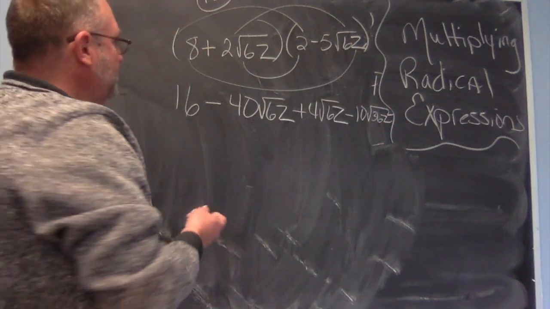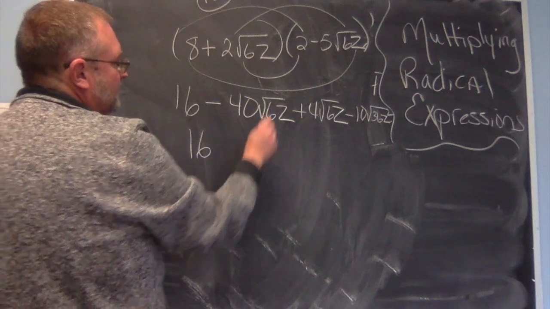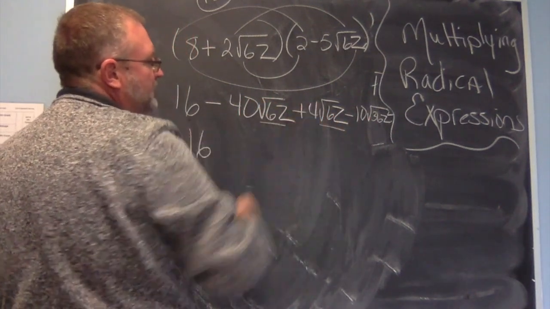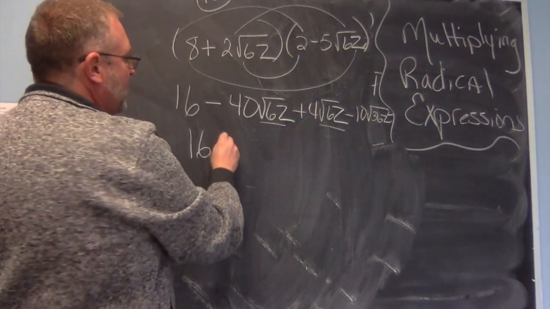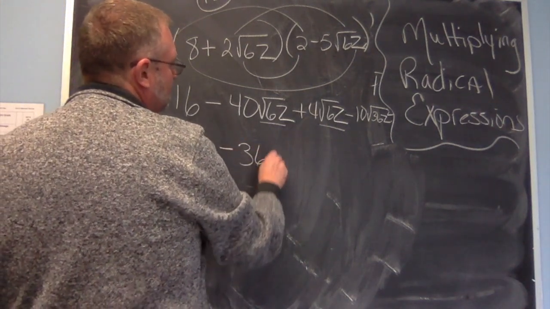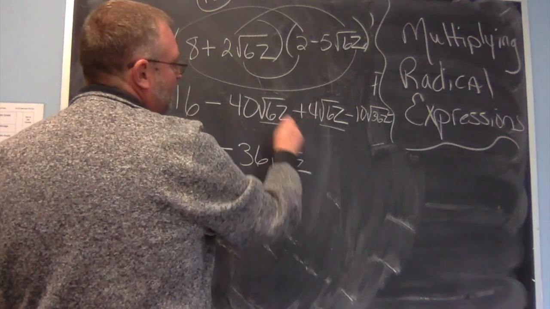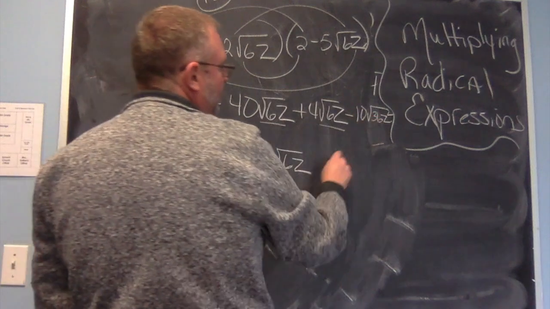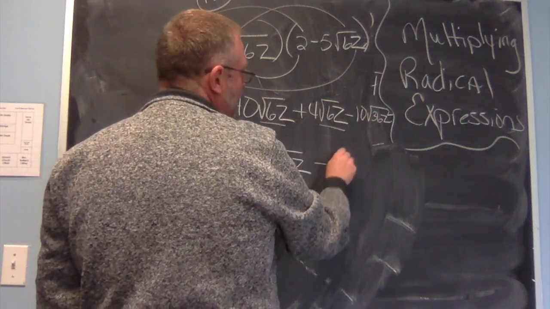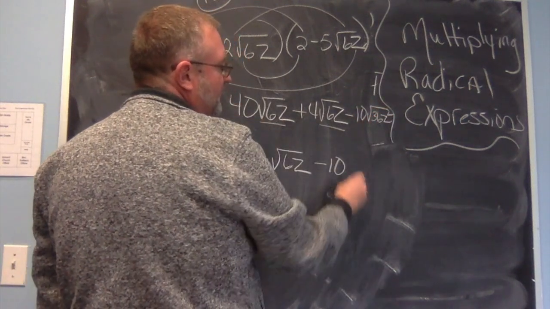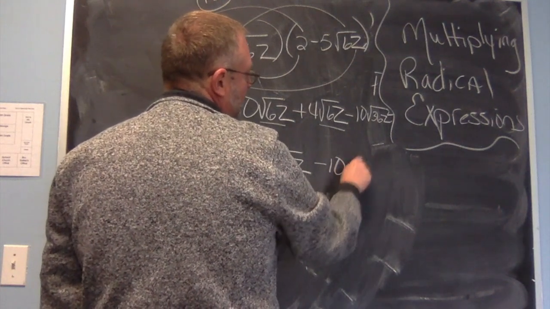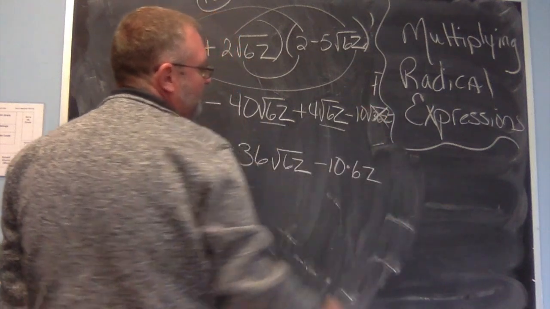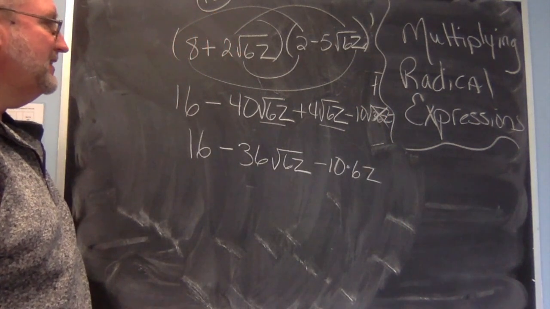Now you're going to simplify. I can't do that with the 16. Here, the radicands are the same, so I can put these together. Negative 40 and a positive 4 would be a negative 36 times square root of 6z. I don't do anything with that because they're just adding and subtracting radicands. Down here, I have negative 10. What is the square root of 36? It would be 6. The square root of z squared would be z. And it really took care of everything inside of there. So negative 10, 6z.